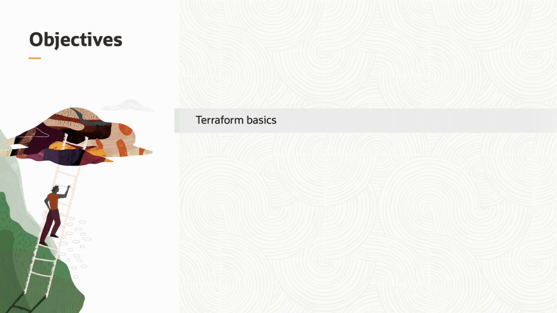Our first objective is to understand the basics of Terraform. We will start by exploring what Terraform is, why it's important, and how it fits in the world of infrastructure as code. We will cover the core concepts of Terraform, including providers, resources, and state, how to write basic Terraform configuration files, and a typical Terraform workflow: init, plan, apply, and destroy.